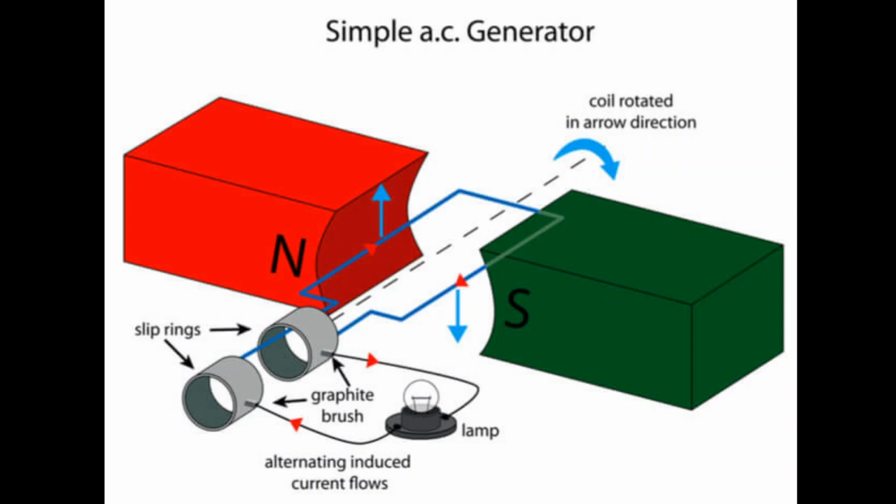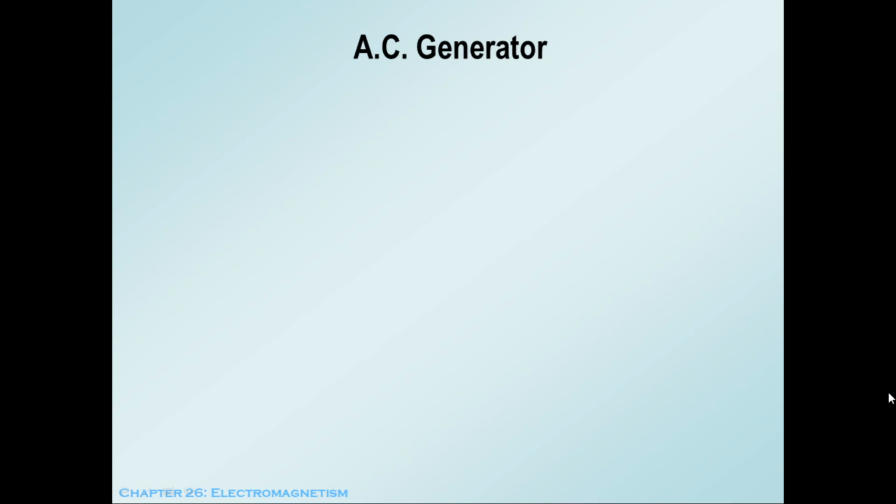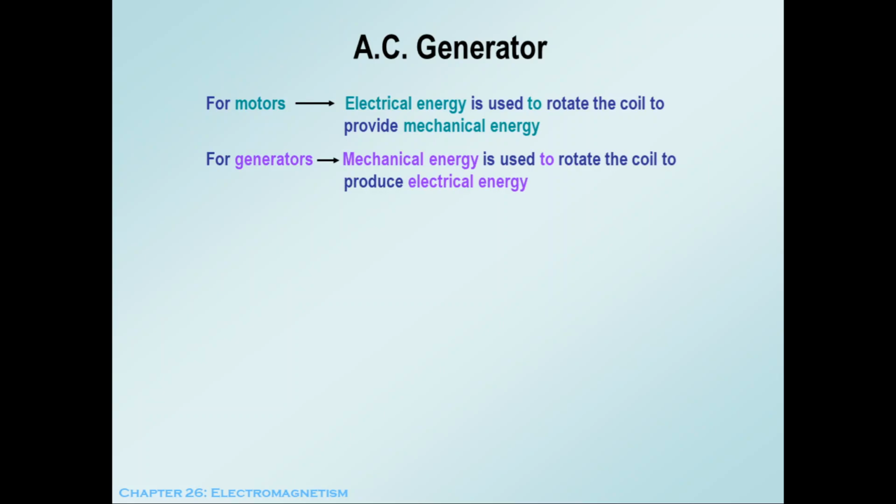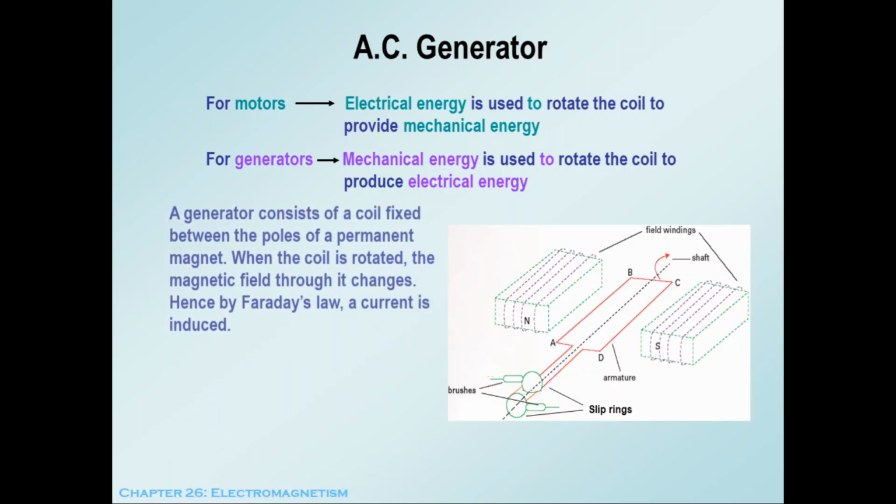Today we'll be learning about the simple AC generator. Let's keep in mind that the AC generator is different from the motor. Motors convert electrical energy to mechanical energy. Meanwhile, generators do the opposite. They convert mechanical energy to electrical energy.